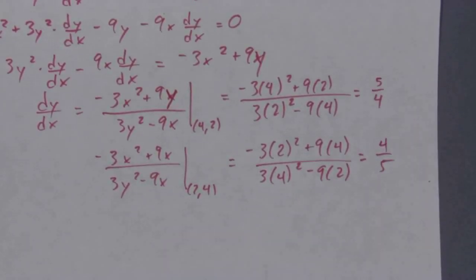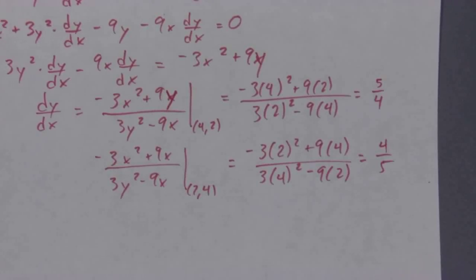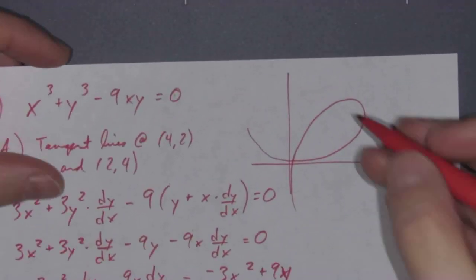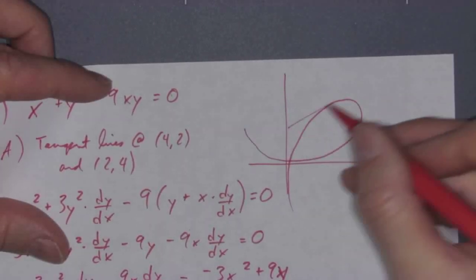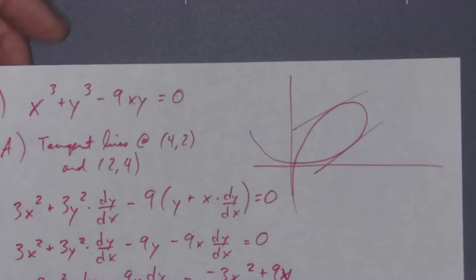All right. So it looks like those are our 2 slopes, 2 separate lines. And so it looks like it would probably be kind of like that. Like that. All right.